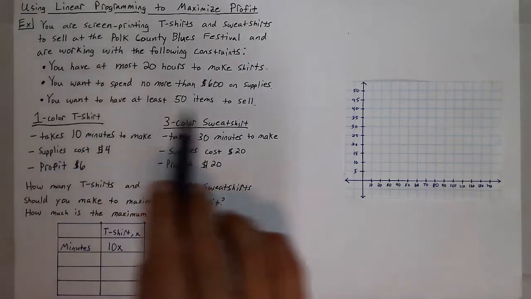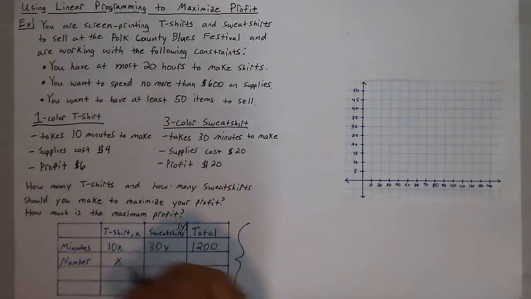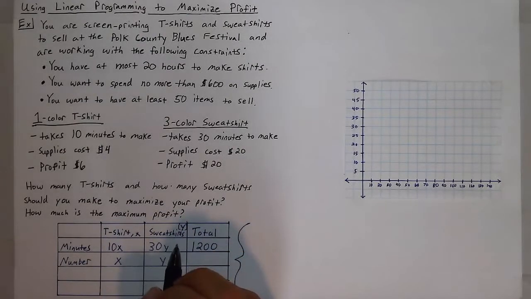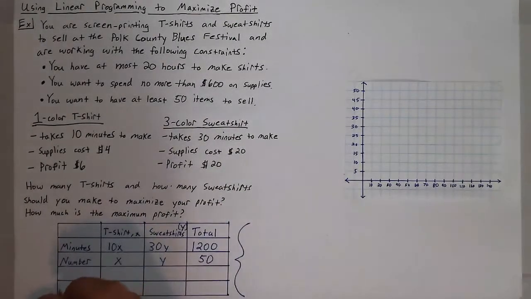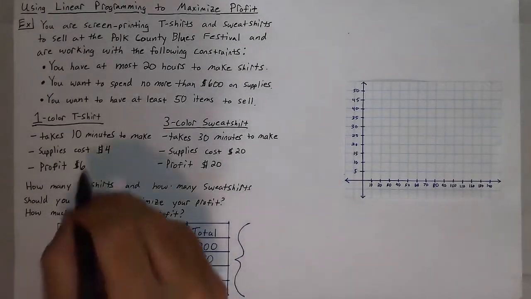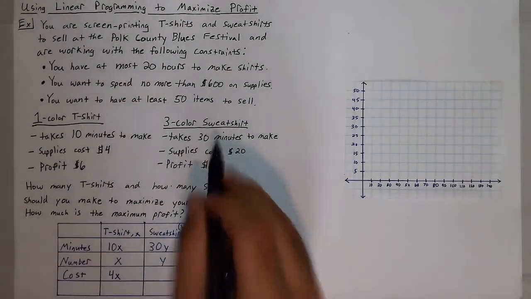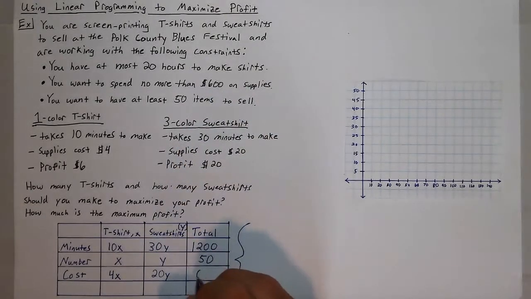Now let's look at the number of items we can sell. That's just X and Y because we let X be the number of t-shirts and Y be the number of sweatshirts. But now the total number there should be at least 50. And now let's look at supplies. So let's look at the cost of this. It's going to cost $4 per t-shirt, so 4X, and $20 per sweatshirt, so 20Y. And we don't want to spend more than $600 on supplies.